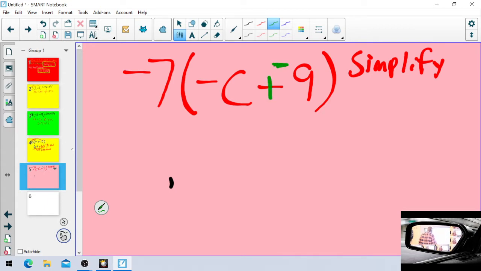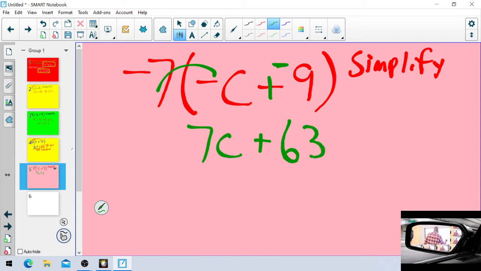And now you can just multiply if you want to. Check it out. Negative 7 times negative C is positive 7C. Multiply these two together. And then bring down your plus sign. What is negative 7 times negative 9? Positive 63. It's beautiful. There we go. Everybody got it. You see what I've done right there.